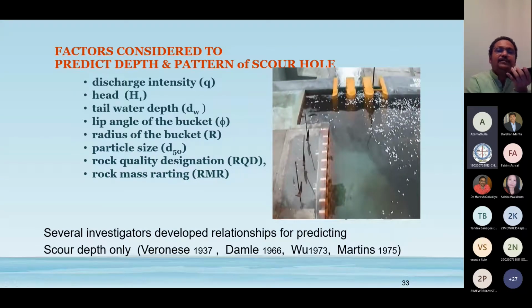So the factors for prediction of depth and pattern of scour hole: discharge intensity, the structure you can see, and the head. This horizontal jet, tailwater depth, lip angle of the bucket, radius of the bucket, particle size, rock quality designation, and rock mass rating. Several formulas, almost 90, about 8 decades of awareness used, and Damle, very simple. They used only discharge intensity and head as input variables. These are all formulas they proposed.